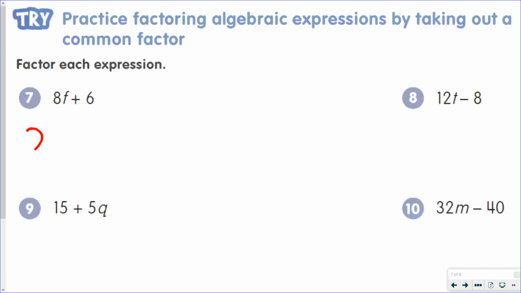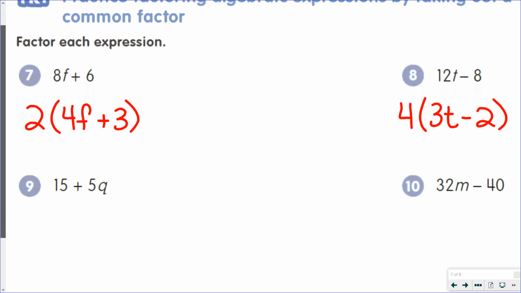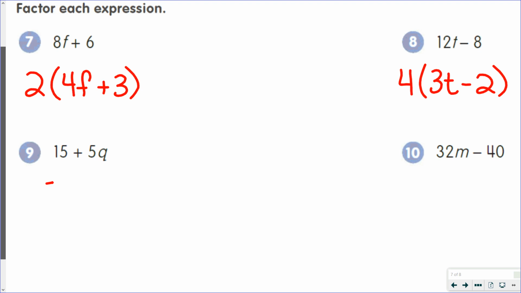Highest number I can divide these by is 2. 8f divided by 2 is 4f. And 6 divided by 2 is 3. 12t minus 8, the highest number I can divide those by is 4. 12t divided by 4 is 3t. 8 divided by 4 is 2. 15 plus 5q, the highest number I can divide those by is 5. 15 divided by 5 is 3. 5q divided by 5 is q.